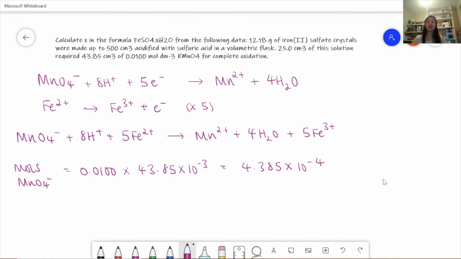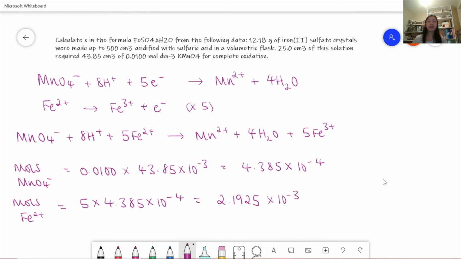And now we look at the equation. So we know that manganate and Fe2+ react in a 1:5 ratio, and that means that we must have reacted 5 times this amount of the Fe2+ ions. So the moles of Fe2+ is equal to 5 times 4.385 times 10 to the minus 4. And this gives us 2.1925 times 10 to the minus 3.